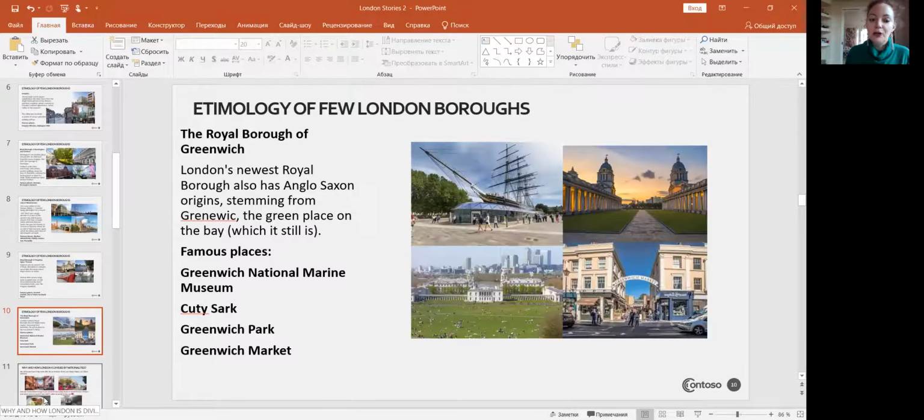The Royal Borough of Greenwich. London's newest royal borough also has Anglo-Saxon origins, stemming from Greenwich, the green place on the bay, which it still is. Famous places here: the National Maritime Museum and the Cutty Sark. This is a huge ship you can see in the photo that is now anchored in Greenwich, and that shipped goods from India, mainly teas, pastry, some fruits, later some coffee, etc.